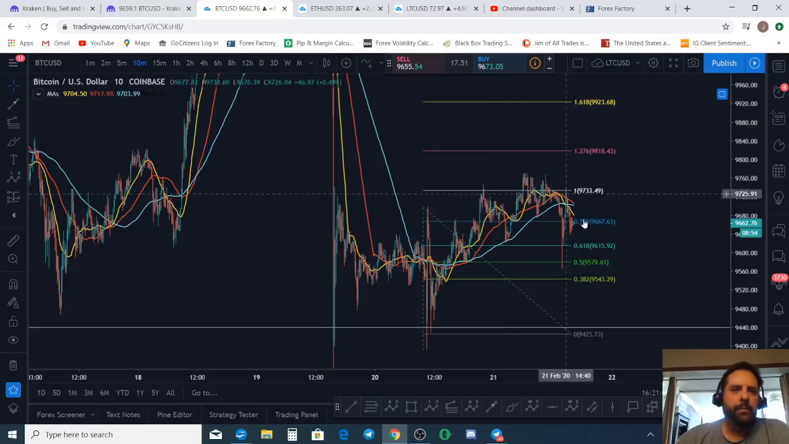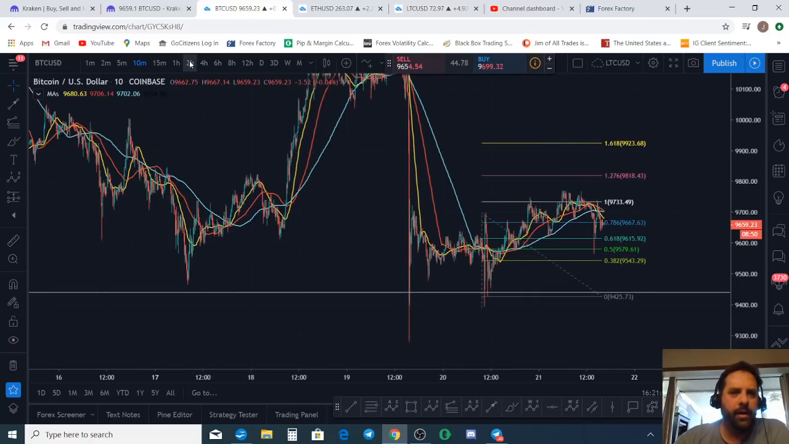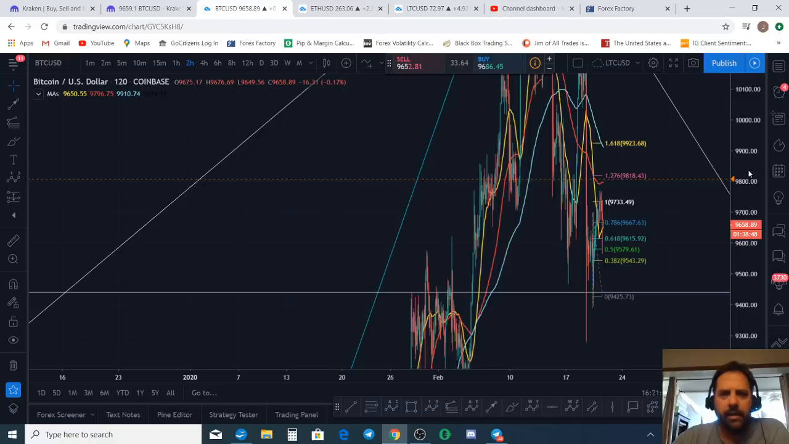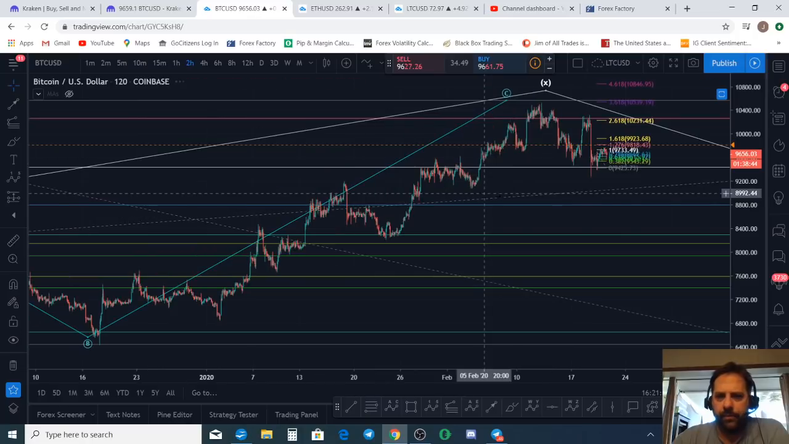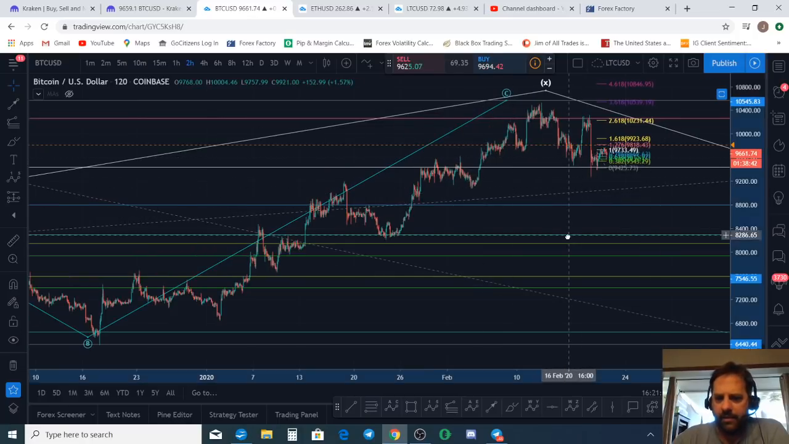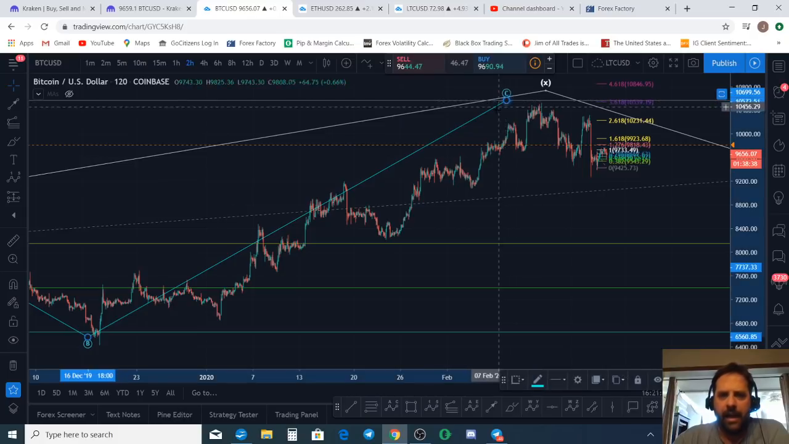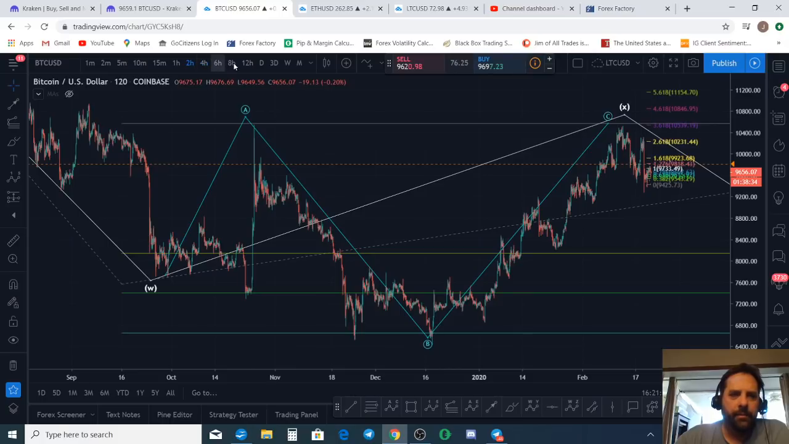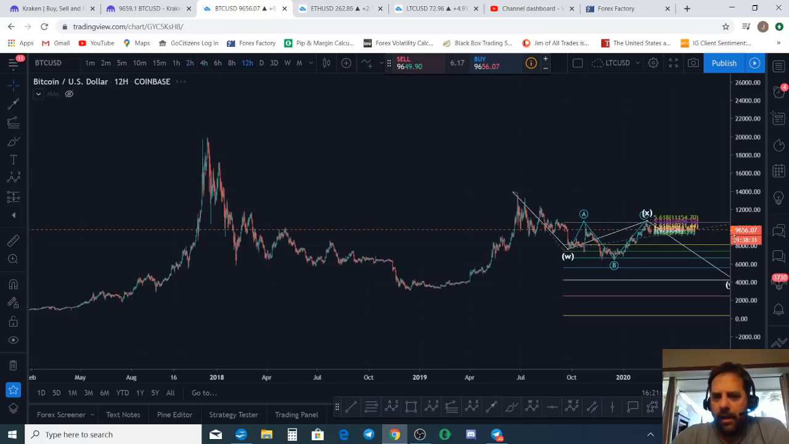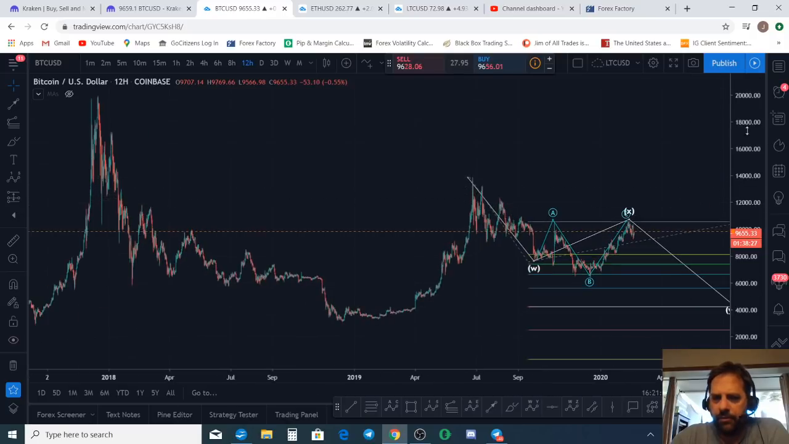Okay, we're looking at Bitcoin here. Let's zoom out a little on the 2 hour and get these MAs off the screen for now. I'm under the assumption that this 5 waves is complete right here. I actually have a bearish count. I don't know if it's a good count or not, but it's potential, so let me just share it.